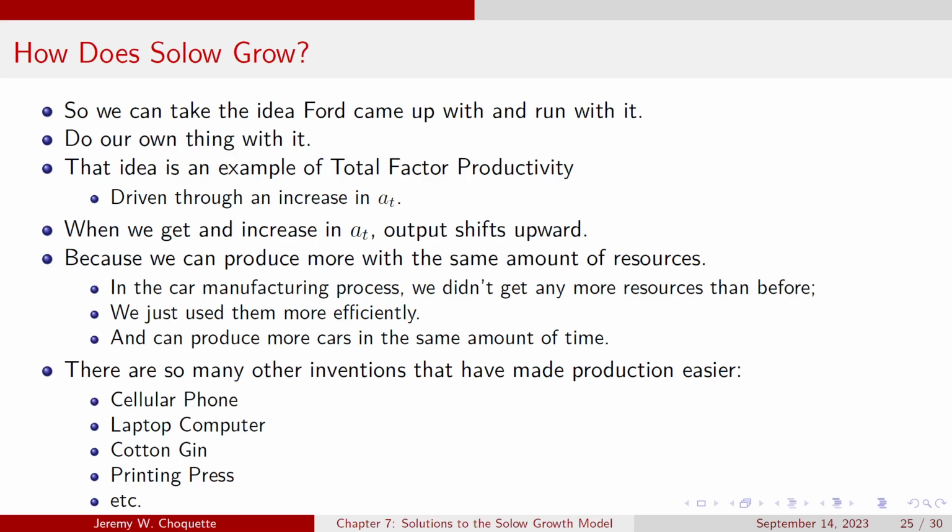And there are so many other inventions that have made production easier, right? There's the cellular phone, there's the computer, there's the cotton gin, the printing press. Really, those last three are big drivers for either the cause of certain wars or the end of certain wars. The printing press, well, it kind of helped spread a lot of ideas that fueled the American Revolution. The cotton gin, we all know that one's contribution to the start of the Civil War and the end of slavery. The computer, well, really helped end World War II.